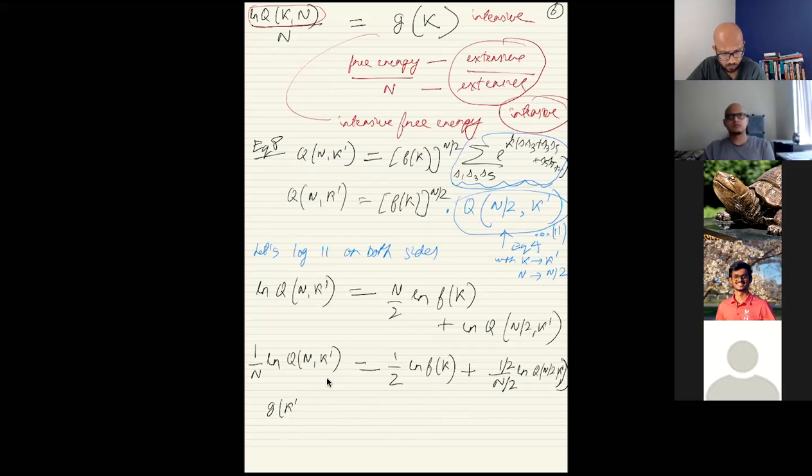Oh, I missed something. Does anyone see what I missed? What is the mistake in this equation? This one has a mistake. Okay, it might not be that obvious. Let's look at it again.